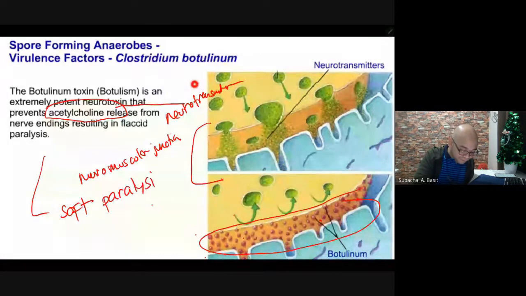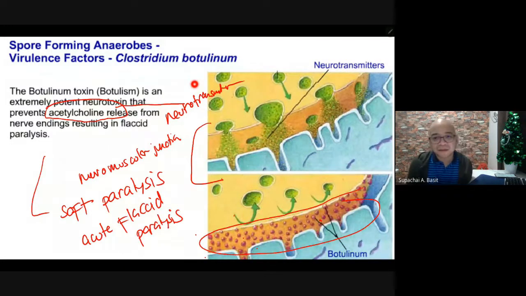Okay, so this type of paralysis is called soft paralysis. Or sometimes they call it acute flaccid paralysis. Okay? So acute flaccid paralysis or soft paralysis. This disease is associated with Clostridium botulinum.